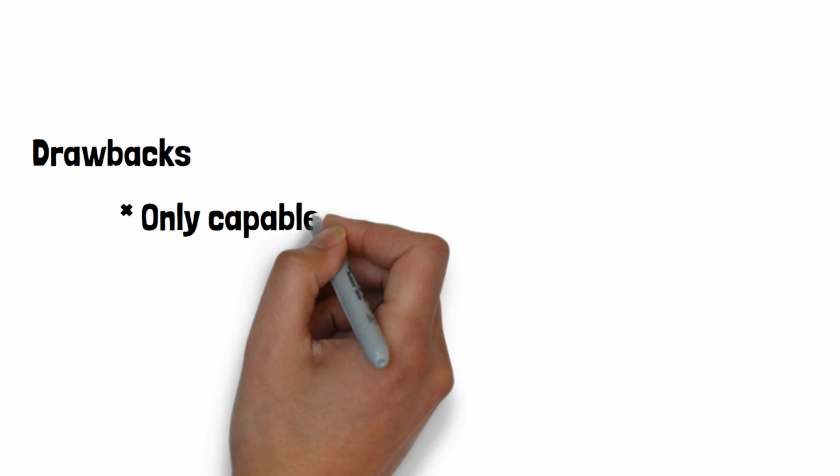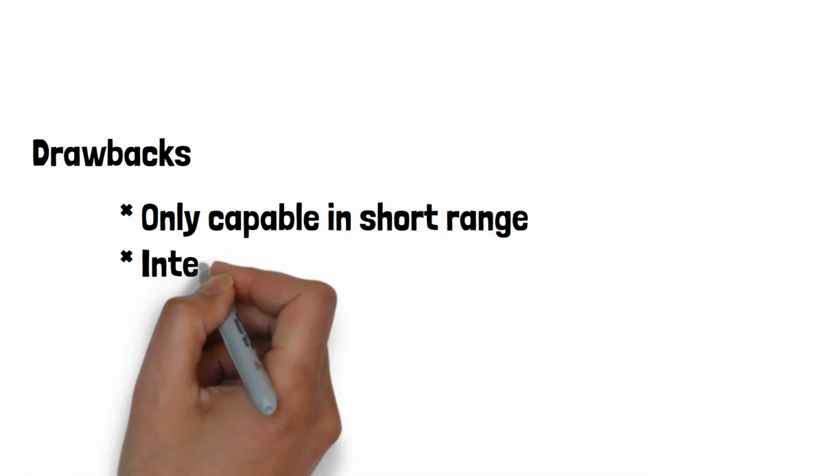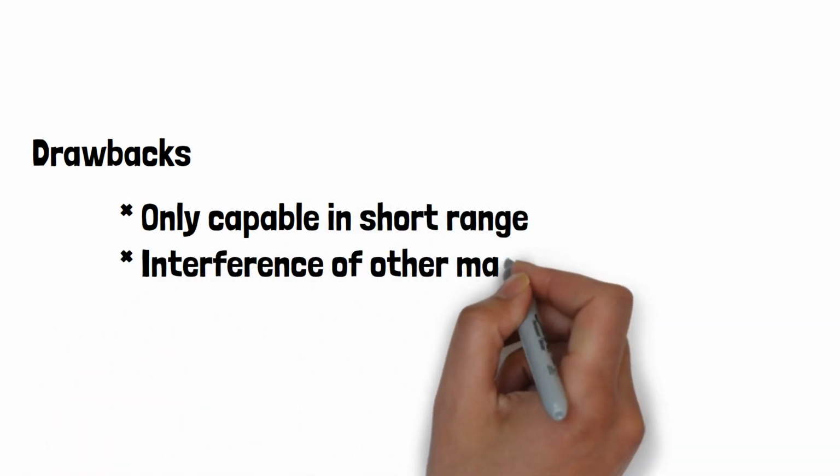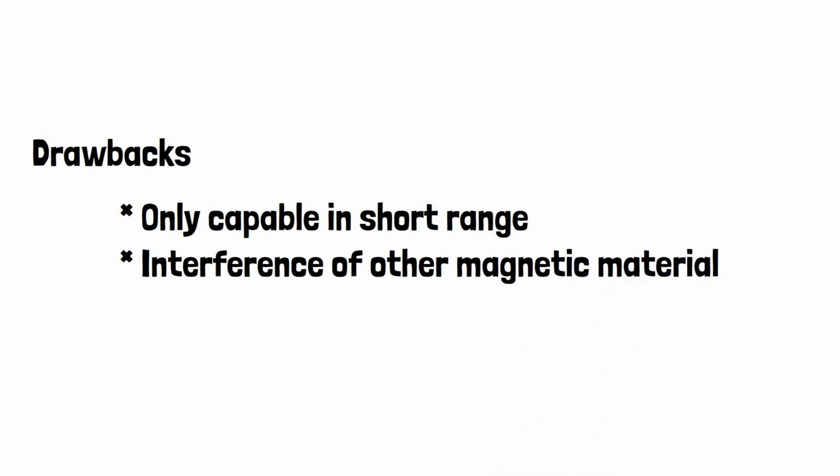However, the magnetic field fades out quickly as the distance increases. The system is also affected by other magnetic material in the environment. Moving on to vision tracking.